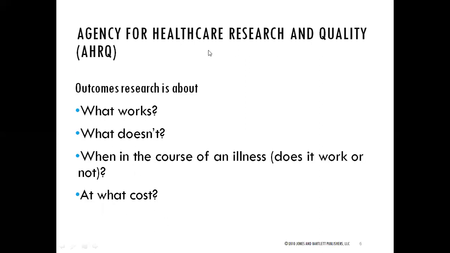Now, as per the Agency for Healthcare Research and Quality, that is AHRQ, outcome research is about what works, what doesn't, when in the course of illness does it work or it does not work, and at what cost. So we are talking about all the 6 Ds that we mentioned in the previous slide. What is working, what is not working, whether effective or not, at what stage of the disease can we use this intervention, and what is the cost involved in using this intervention.